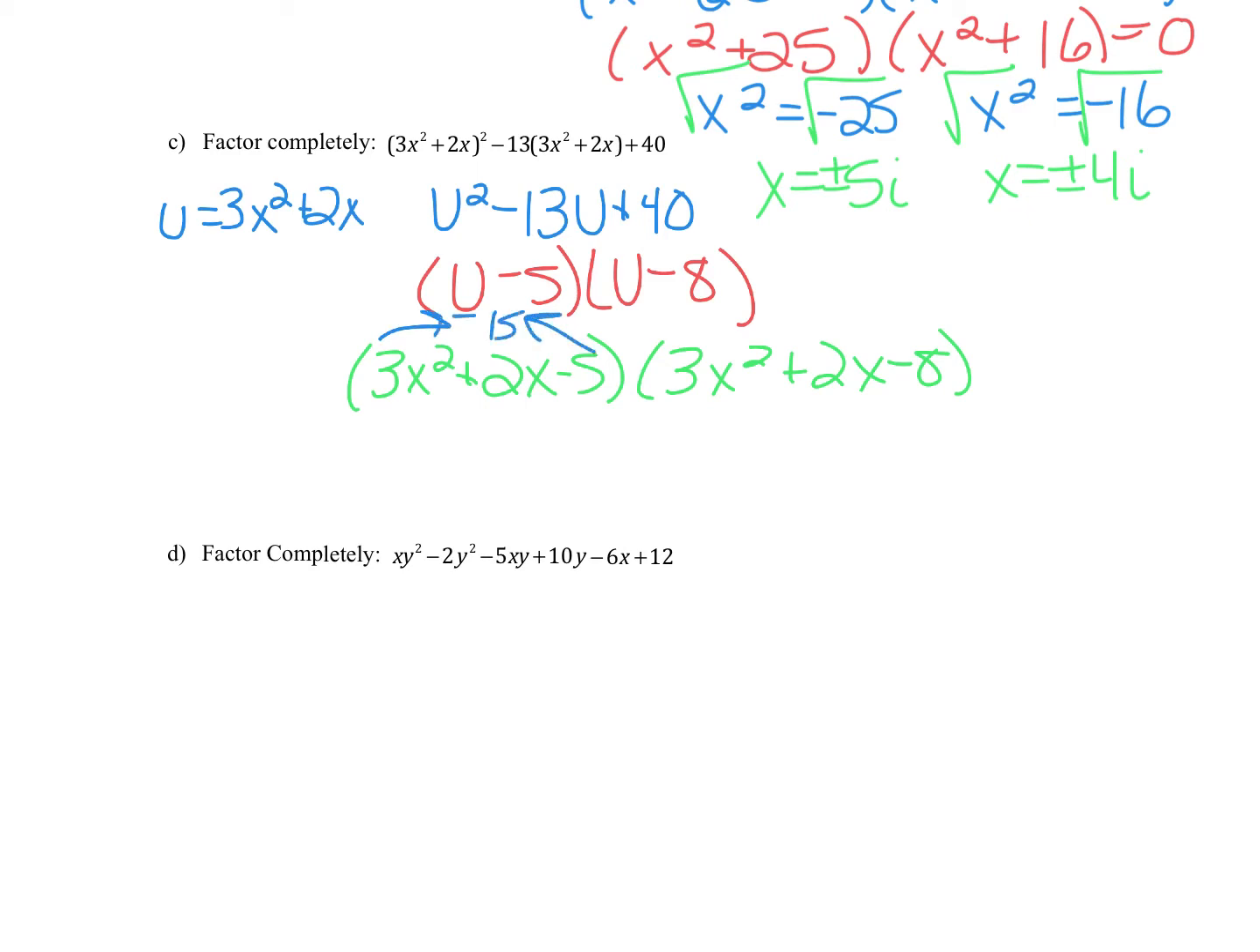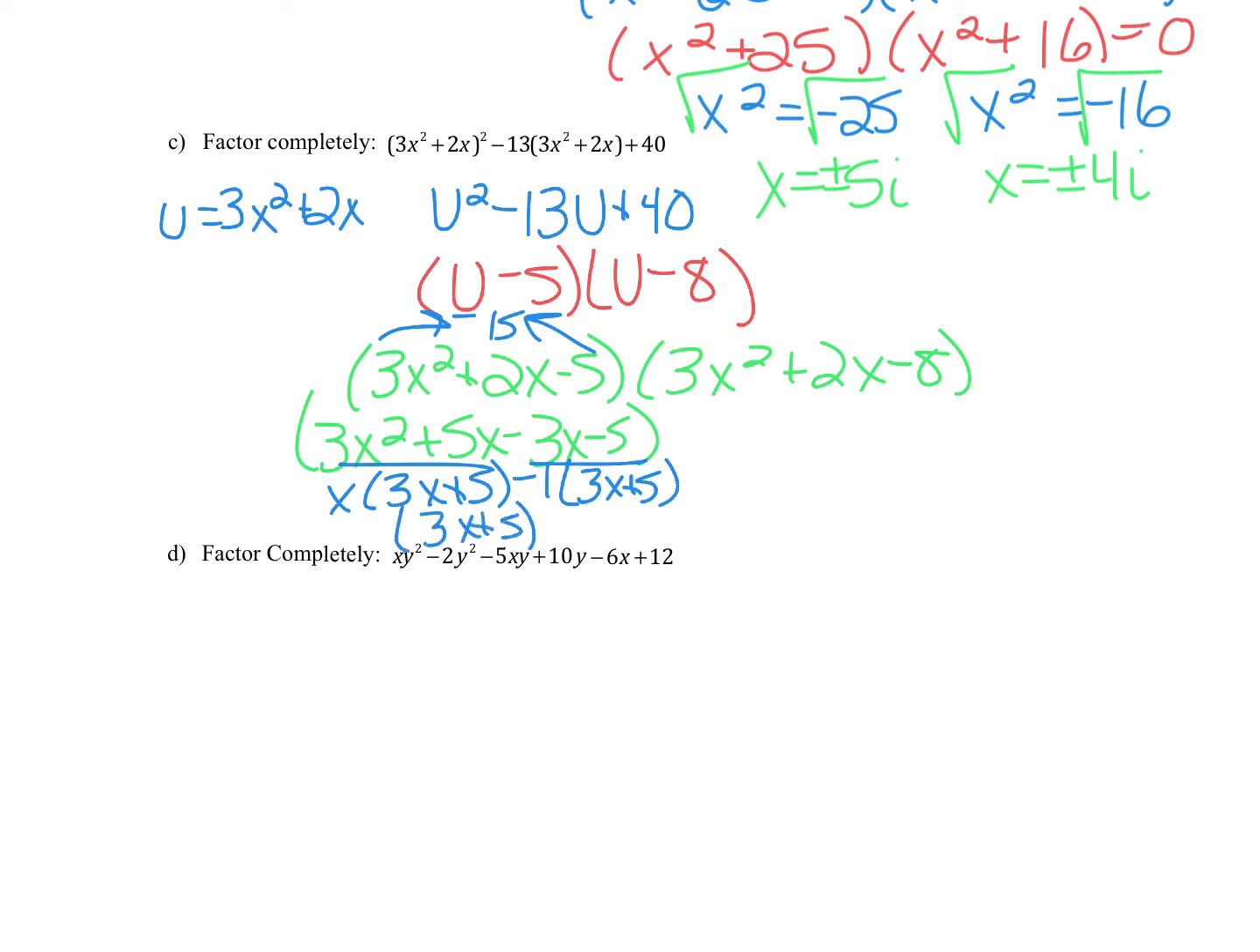I have a negative 15. So this one is going to split up into positive 5, negative 3. And we'll continue with this one. Take out an x, and we have 3x plus 5. Take out a negative 1, and we have 3x plus 5. And then we take out the 3x plus 5, and we have x minus 1.